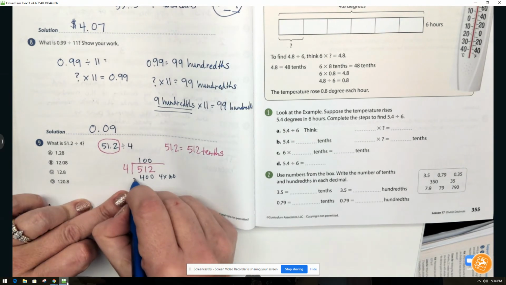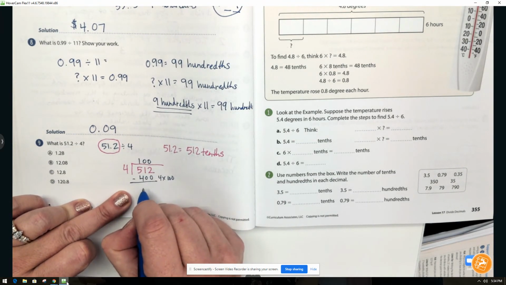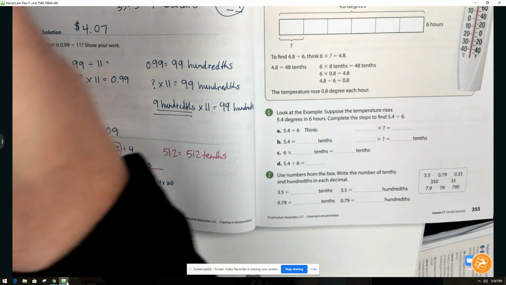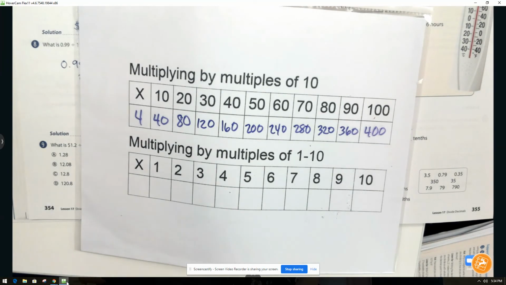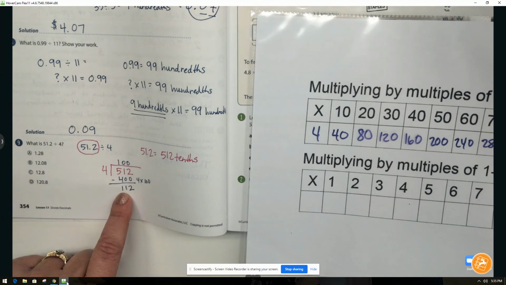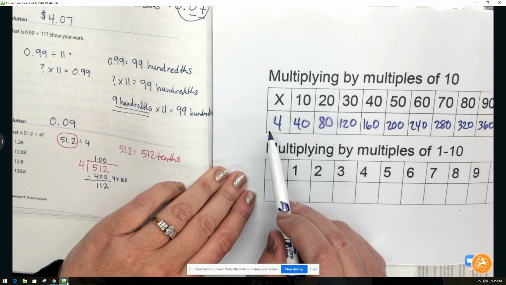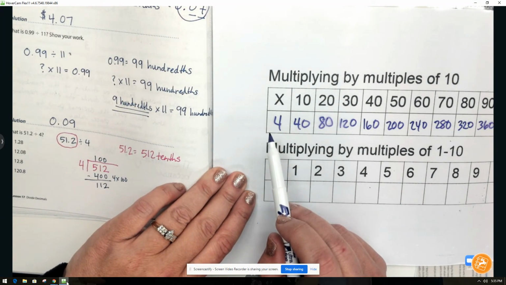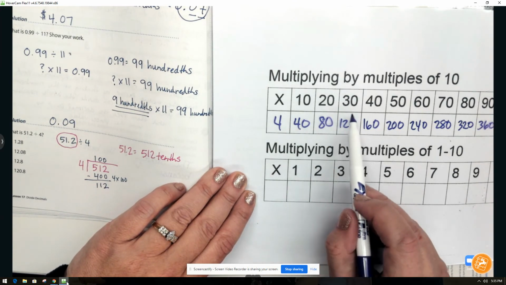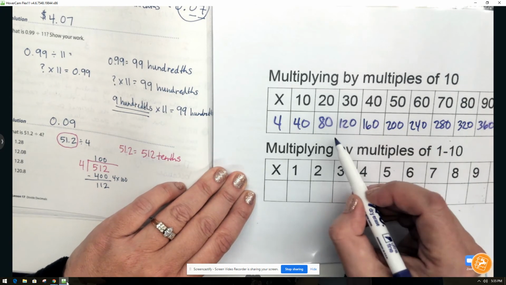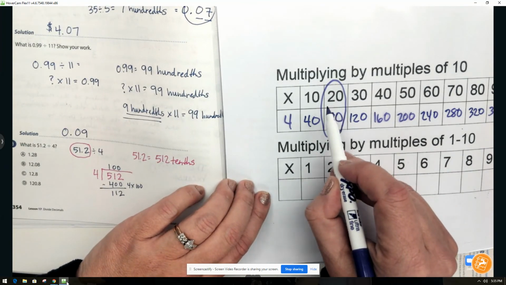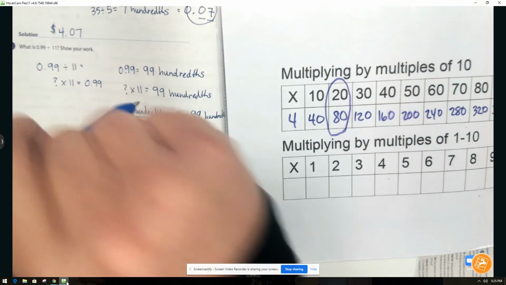And then we're going to subtract. 512 minus 400 is 112. Now, we're going to go back to our multiples of 10 chart. Hopefully you didn't erase it. We still have 112. How many multiples of 10 can 4 go into 112 without going over? Well, if I get to 120, I went too high. So I want to look here. It's 20. So 20 is our next partial quotient.